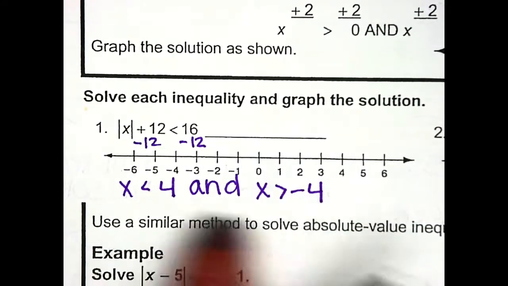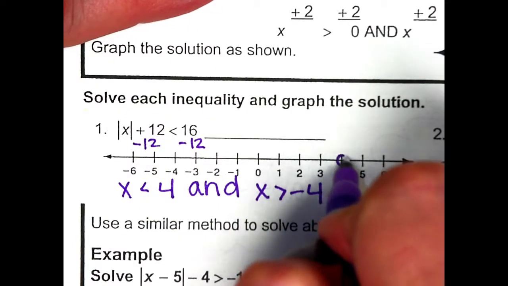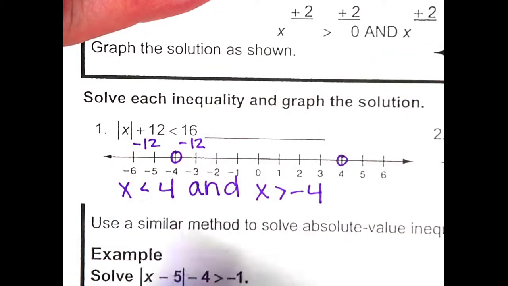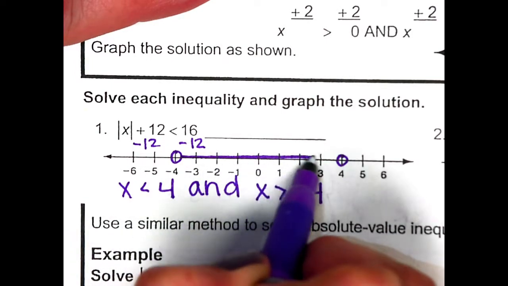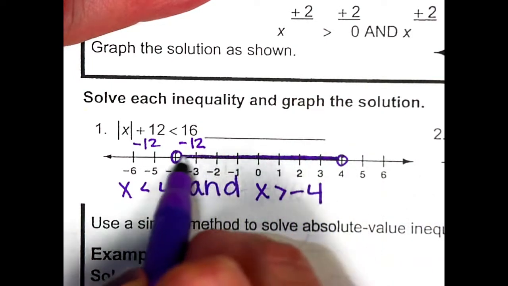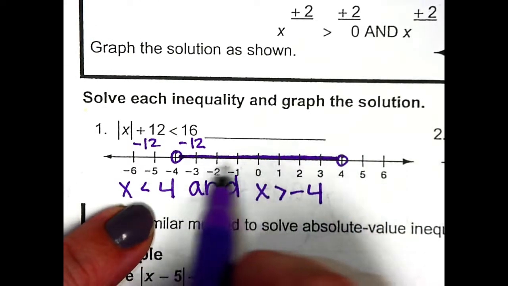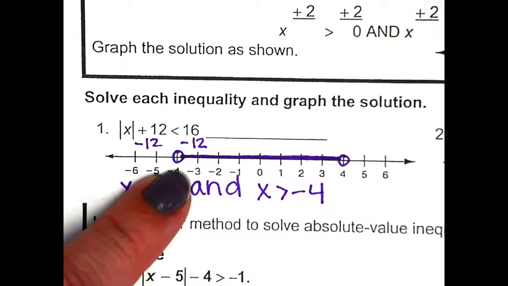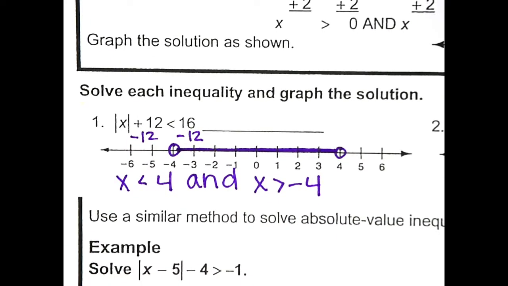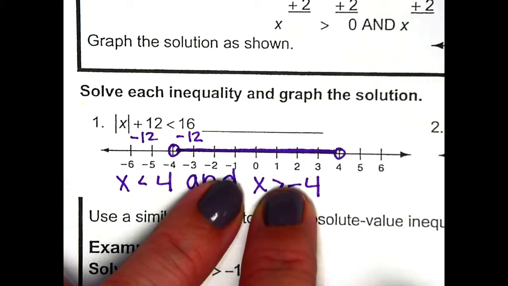Because it's less than and greater than, we're going to have an open circle on 4 and negative 4, and the shading is in between. Because x is less than 4, which is to the left, and greater than negative 4, so that's to the right. So when you have and statements, your shading will always be between your two dots.